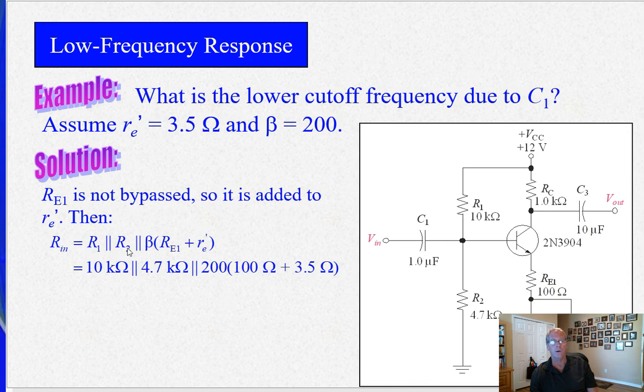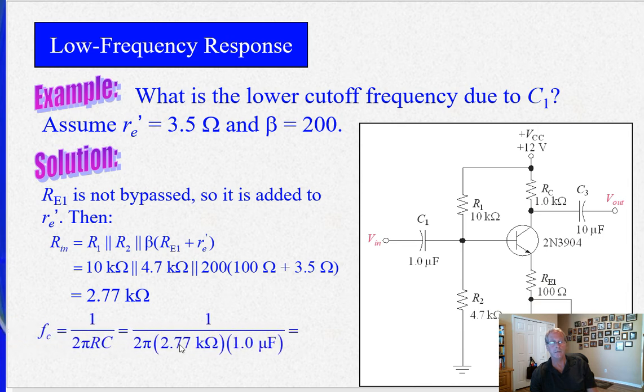So R1 in parallel with R2 in parallel with beta times RE1 plus R prime E is this formula here, 2.77K. So 1 over 2 pi RC ends up being 57 hertz. Pretty low frequency. So this has got a pretty broadband amplifier down at the low end. Right? Not quite hi-fi, if you will. You'd have to go down below 20 hertz for that. But 57 hertz, pretty good low frequency response.